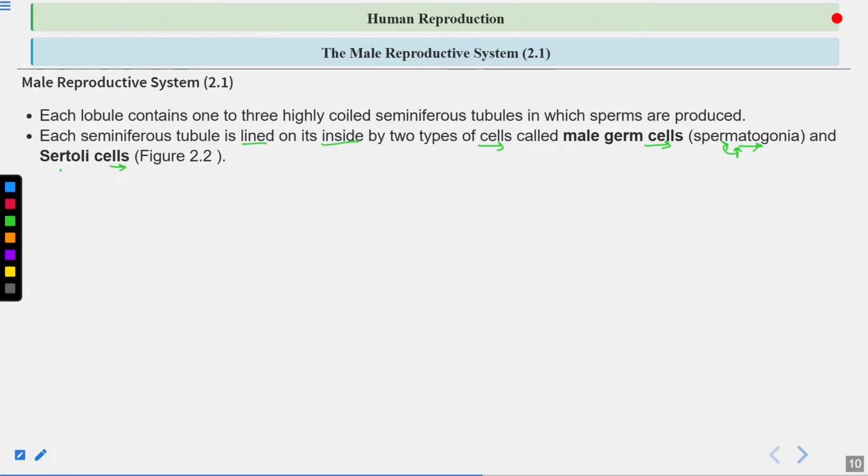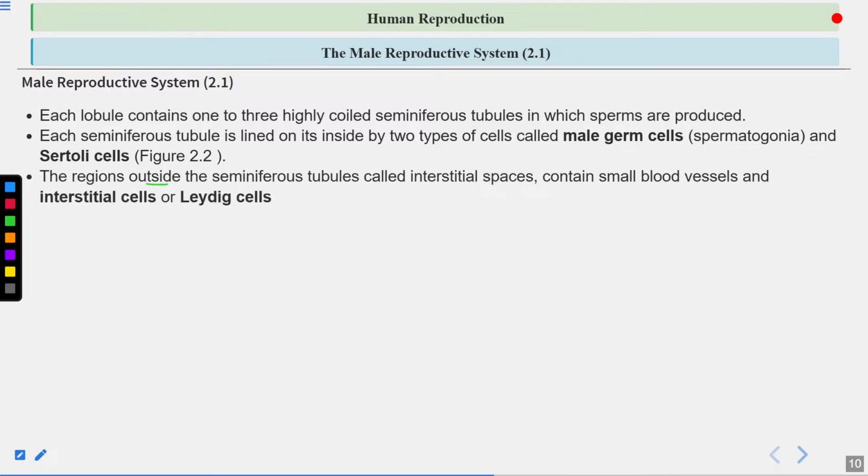Then they can differentiate to form the primary spermatocytes also. Primary spermatocytes are one of the cells during spermatogenesis. We'll talk about these. Clear? And then there are other cells known as Sertoli cells. Sertoli cells give nourishment to these germ cells, and they also give nourishment to the sperms.